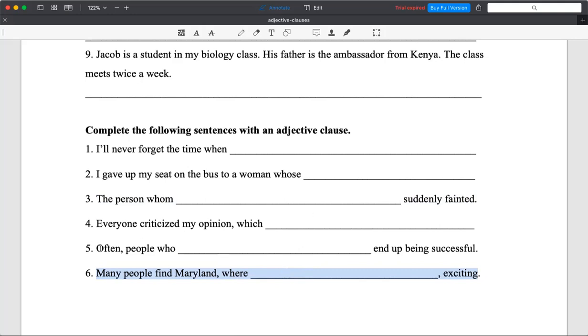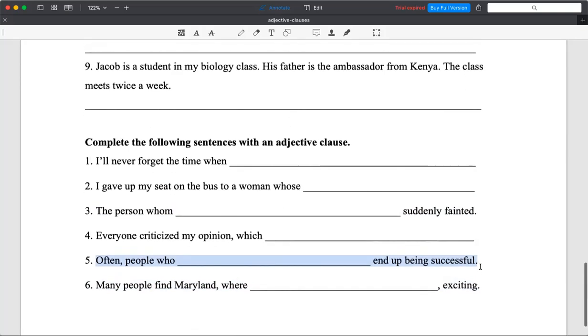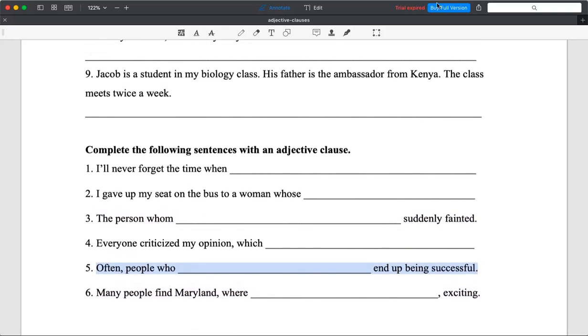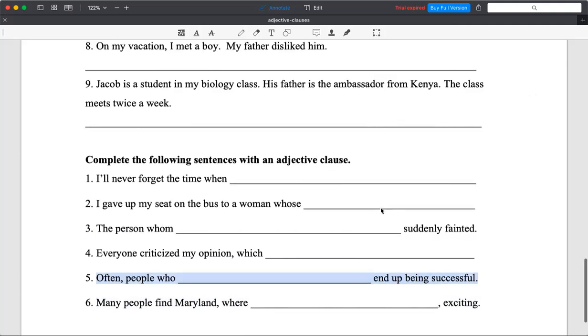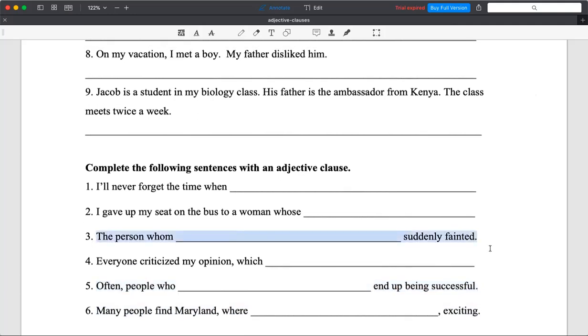Thank you, Haoleen. Number five, people who are serious about their education end up being successful. Very good. That is a good sentence. All right. So, very good, Fiona. Number three again. Thank you for the hard work. The person, I gave up my seat. I gave up my seat to a woman.